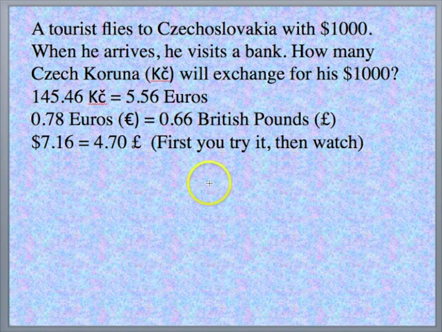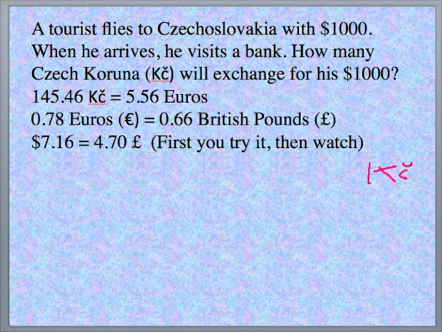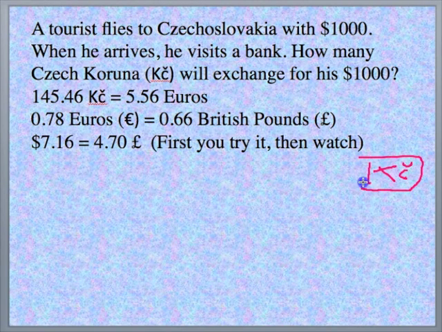Okay, let's try this now. The first thing is that we want to specify the target, and our target is how many Czech koruna. So we want KC. That's what we want to end up with. We'll put that in a nice box. We're starting out with $1,000. So what's our first step? We look at the conversion factors we have, and we see that we can go from dollars to British pounds. Our first step, how many British pounds, is going to be equal to that $1,000.